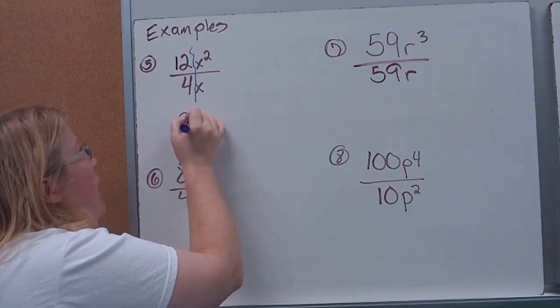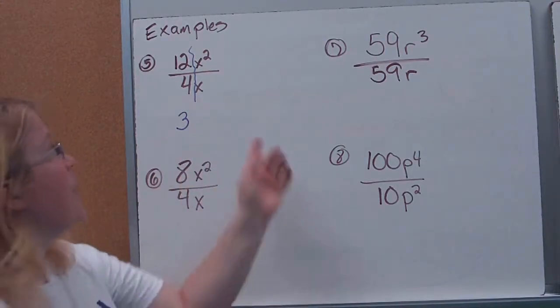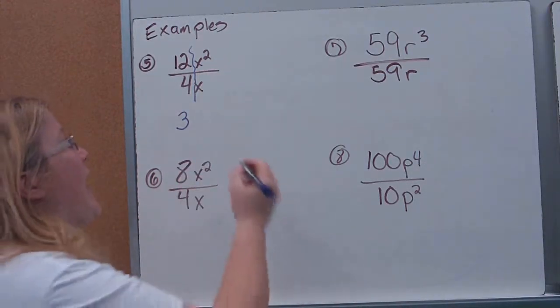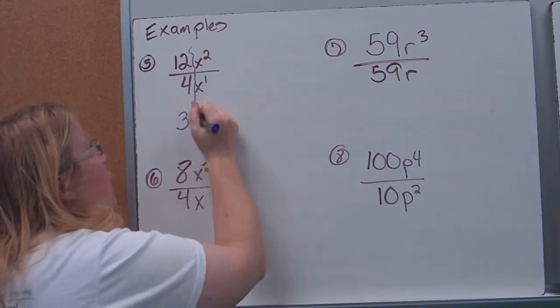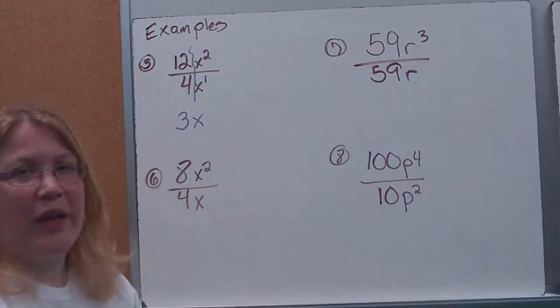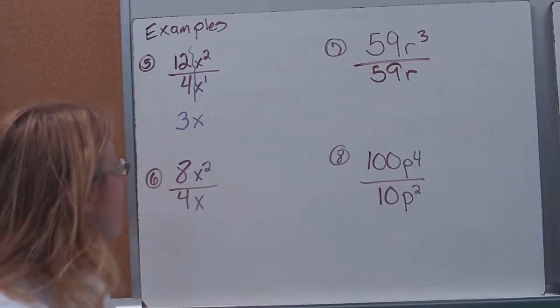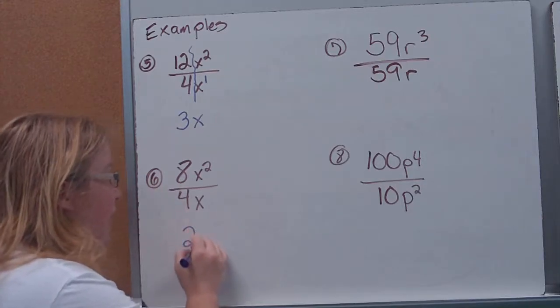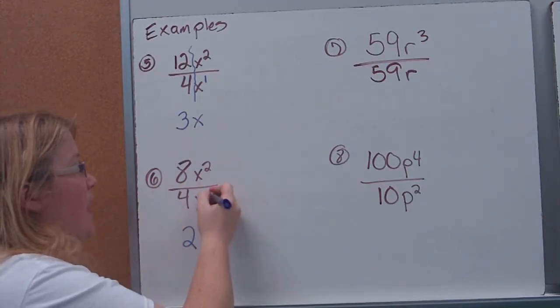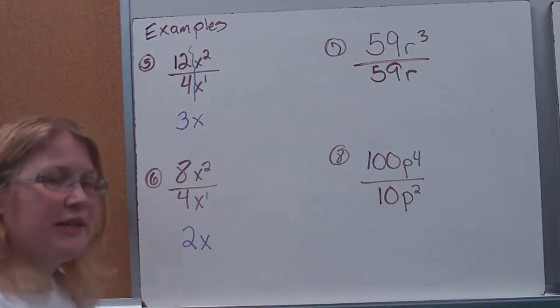12 divided by 4 leaves me with 3. So I have an x squared divided by an x. So again, remember there's an implied 1. 2 minus 1 is 1. So I'm left with 3x. Same thing here. So let's divide 8 by 4. I get a 2. X squared divided by x to the first is x.